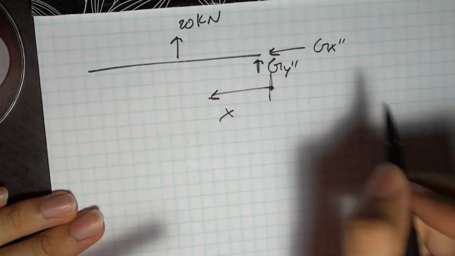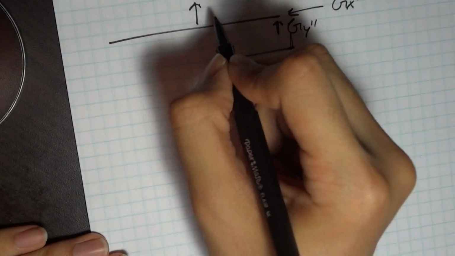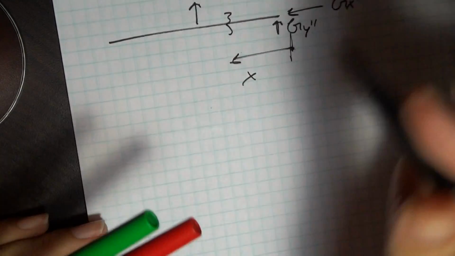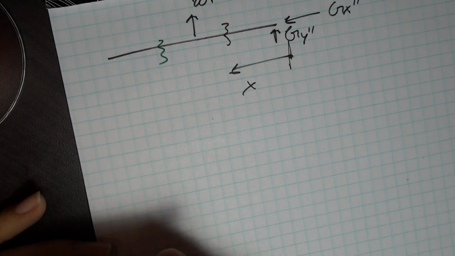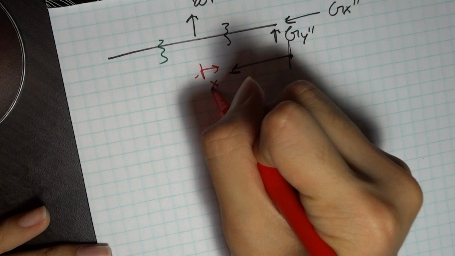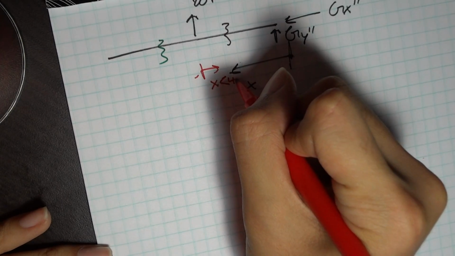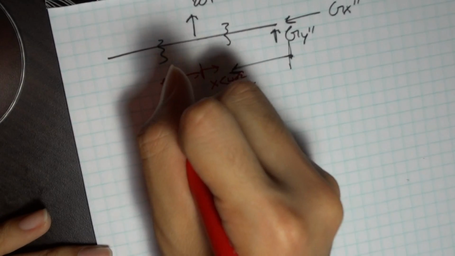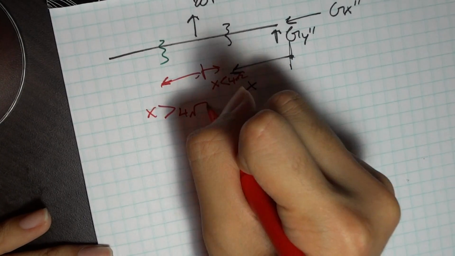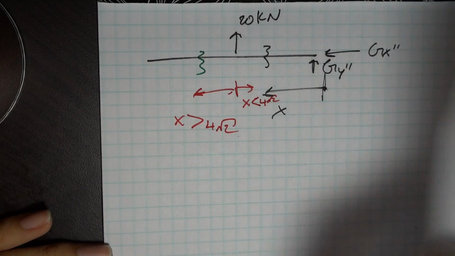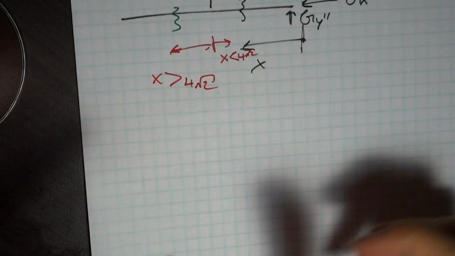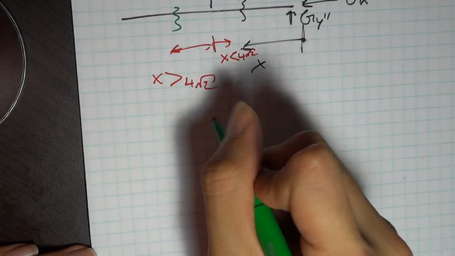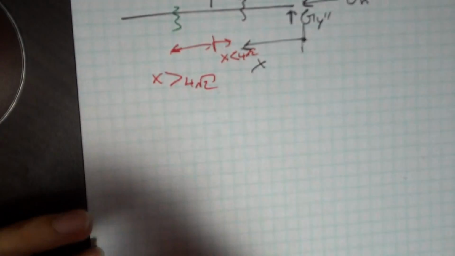I have a point load here, so I need to do a piecewise equation. I need to make one cut here. I need to make one cut here. This is x less than 4√2. This is x greater than 4√2. You'll get 4√2 based on the geometry. Yeah, so when I look at the first cut, here's black. I'm trying to keep this consistent.